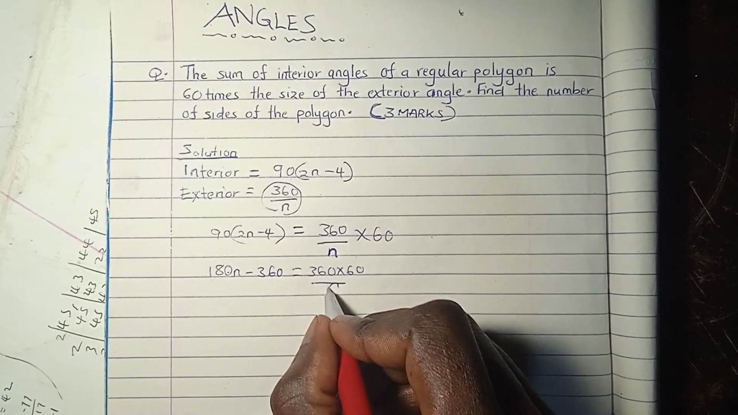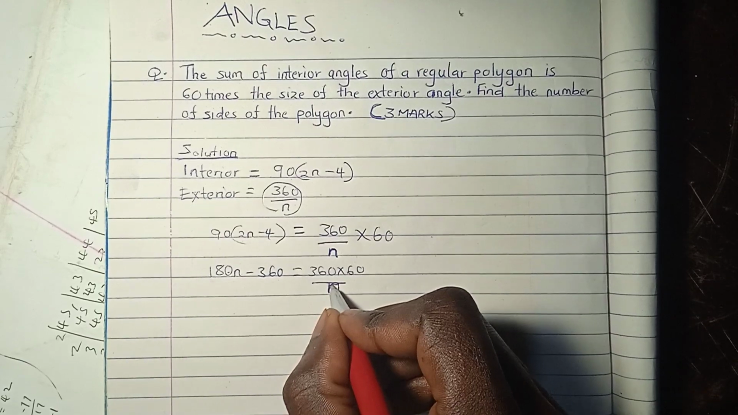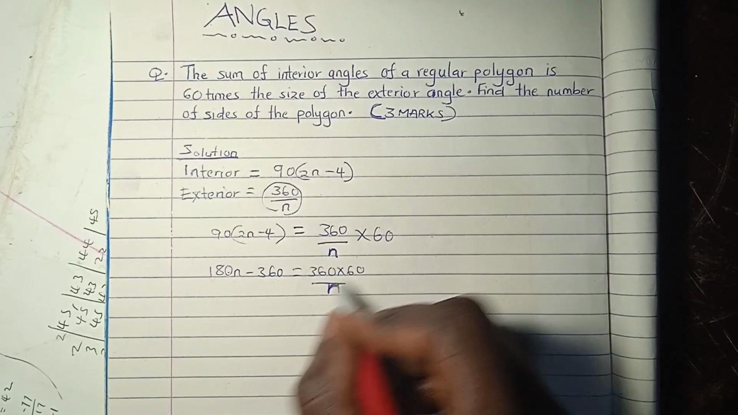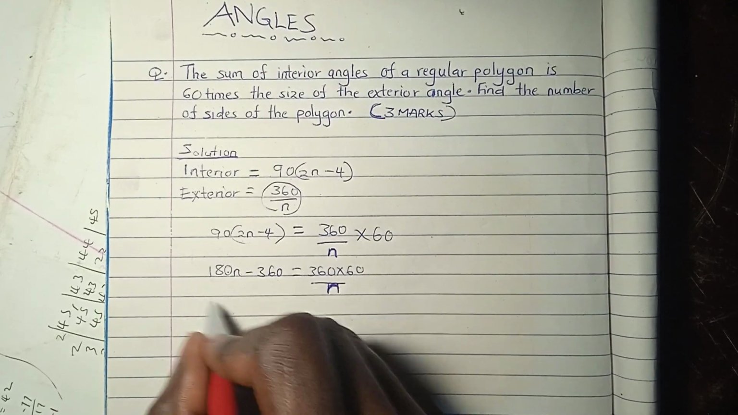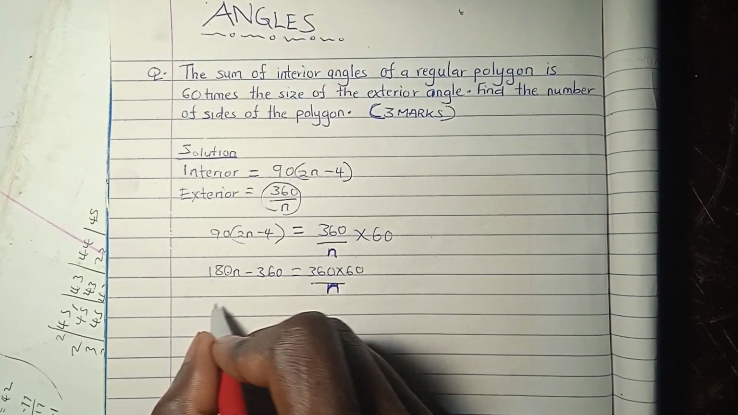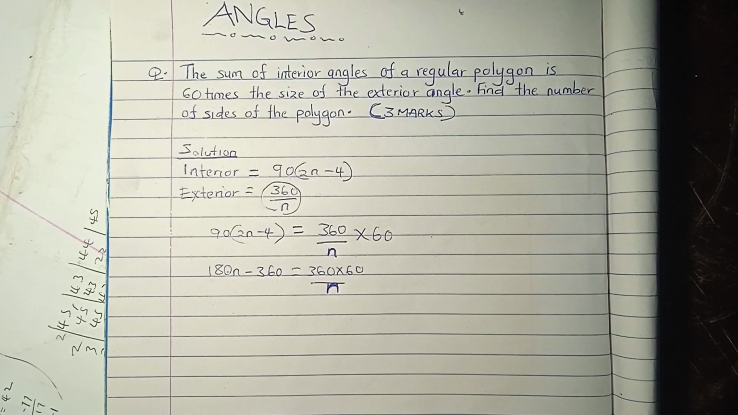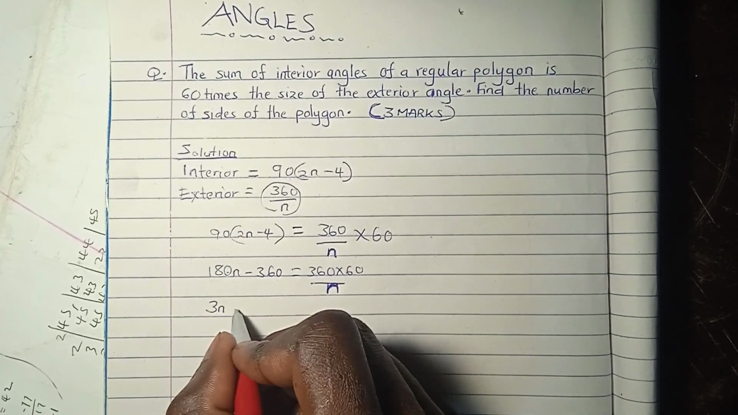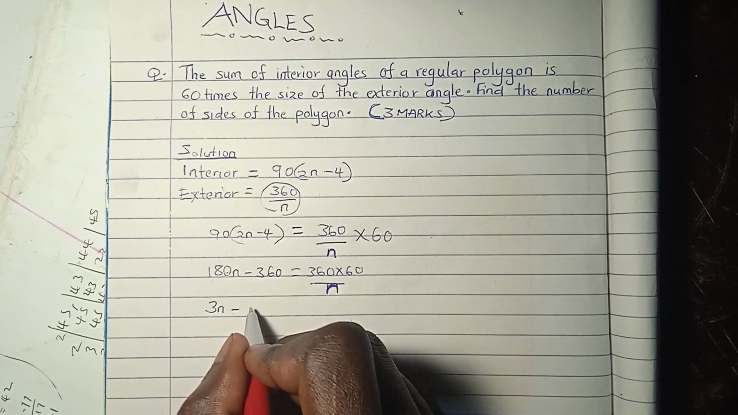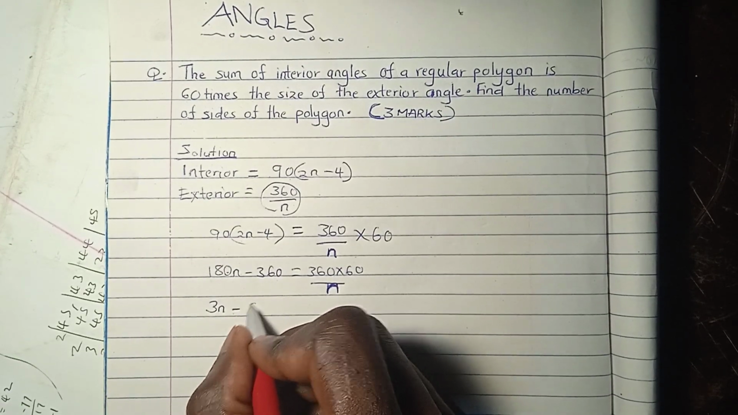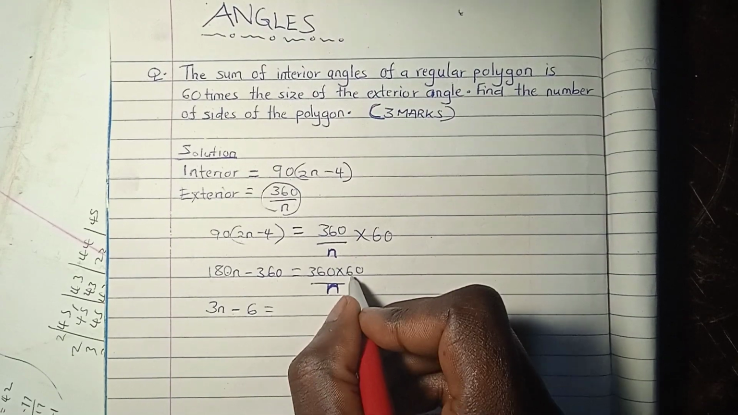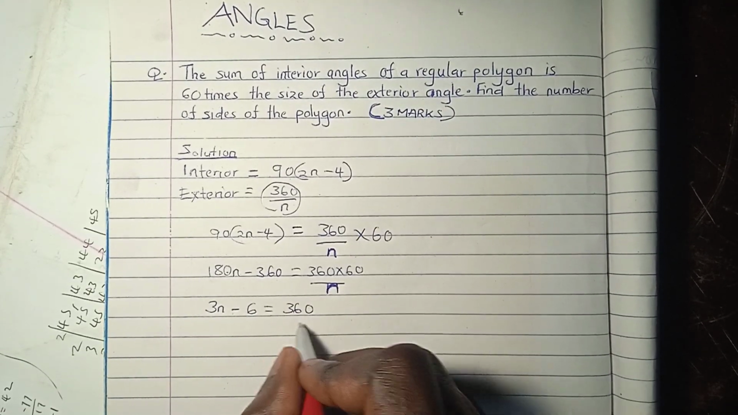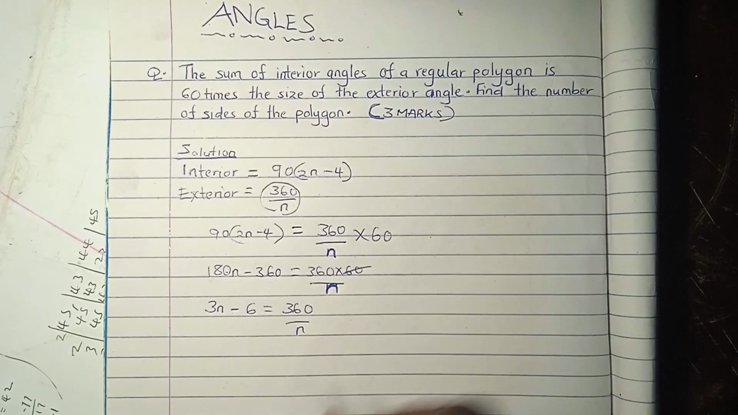Now, because we have this 60, we can now divide everything by 60 to eliminate the 60. We are dividing it by 60 to get a smaller figure which we can easily deal with. So it becomes 3n minus 360 divided by 60 is 6, equaling, this 60 already cancels, so it is 360 over n. We have cancelled that 60.